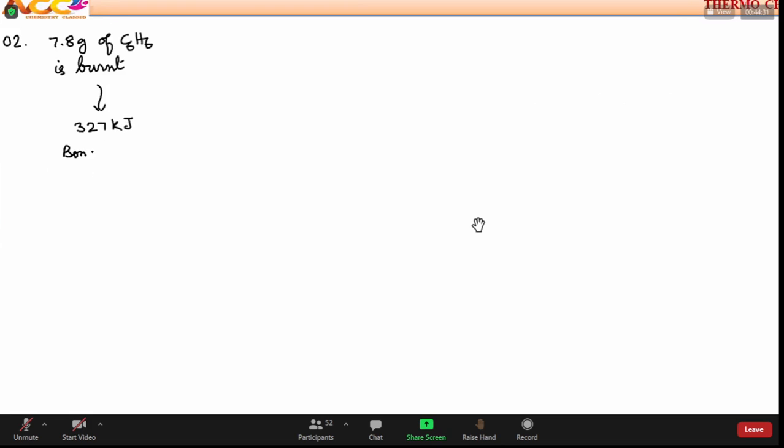Okay. At 27 degrees centigrade. Find heat of combustion of benzene. Find heat of combustion of benzene at constant pressure, means enthalpy. This is the question, right? Now the explanation is already over and you people are genius.